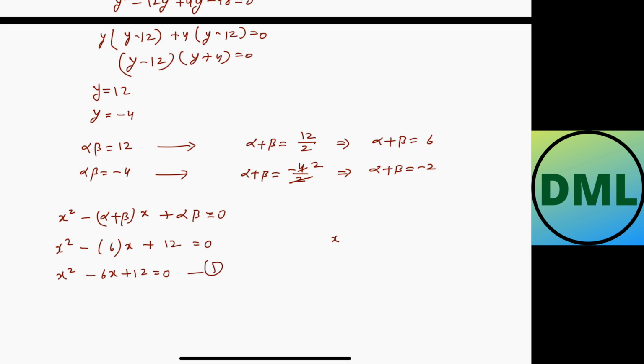If I substitute here, x square minus, alpha plus beta is minus 2, x plus alpha beta is minus 4 is equal to 0. This will be written as x square plus 2x minus 4 is equal to 0. This is my second quadratic equation.